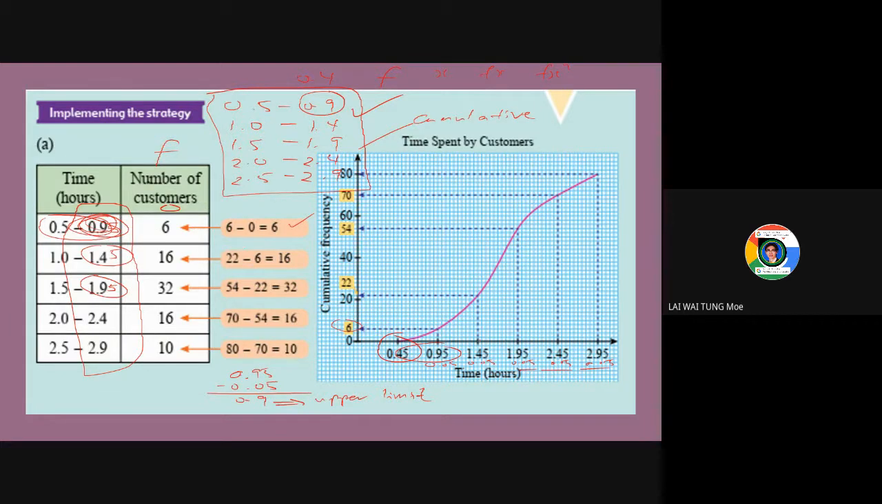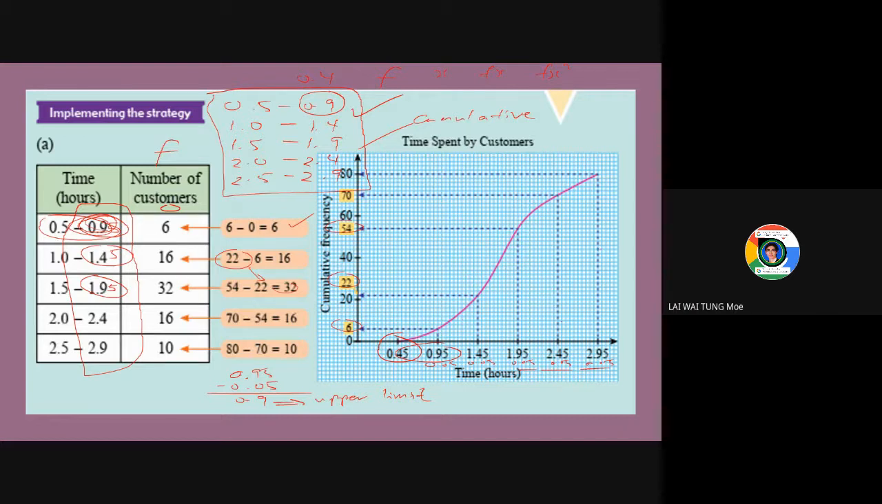Then go on to 1.45. The cumulative frequency is 22, so you take 22 minus the previous one, 6, and you get 16. Do the same thing for 1.95: the cumulative frequency is 54, so you take 54 minus the previous cumulative frequency, 22. You get 32. And then do the same, so on and so forth, until you reach the final one.